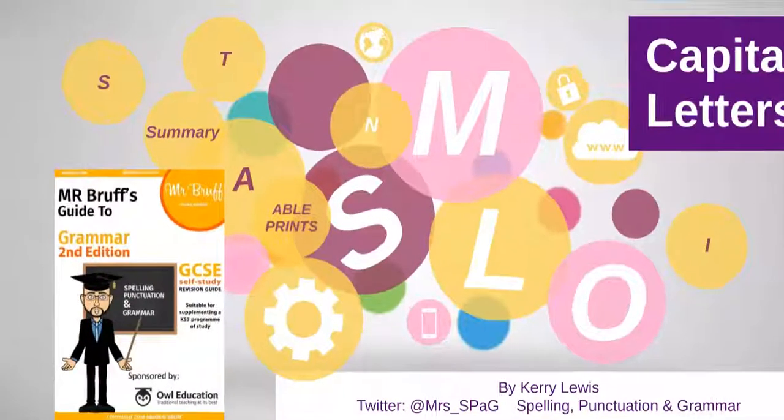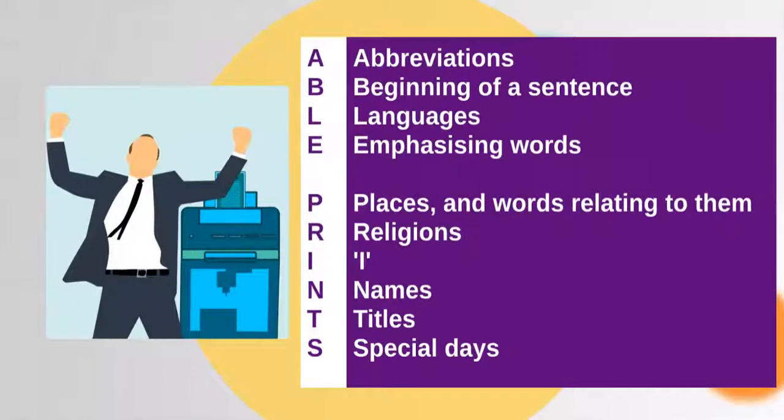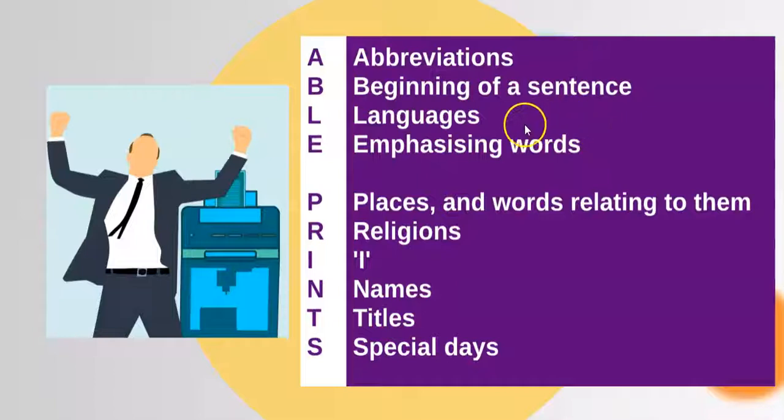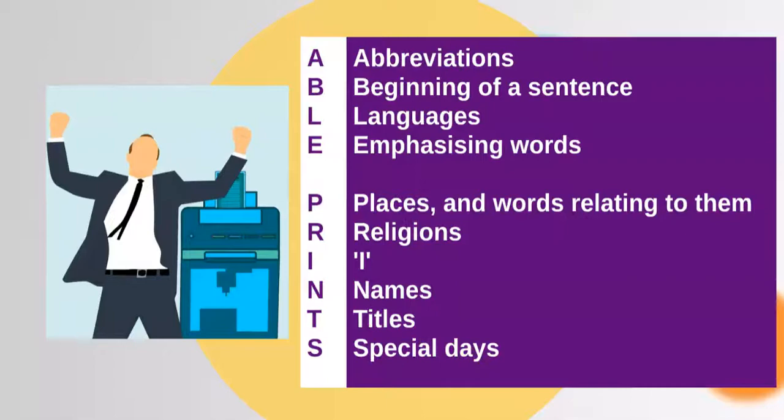To summarise, A is for abbreviations, B is for the beginning of a sentence, L is for languages, and E is for emphasising words in informal writing only. P is for places and words relating to them, R is for religions, I is for the word I, N is for the names of people, places, countries, organisations, days and months. T is the titles, which might be a header or the title of a book, film, play or poem, and S is for special days.